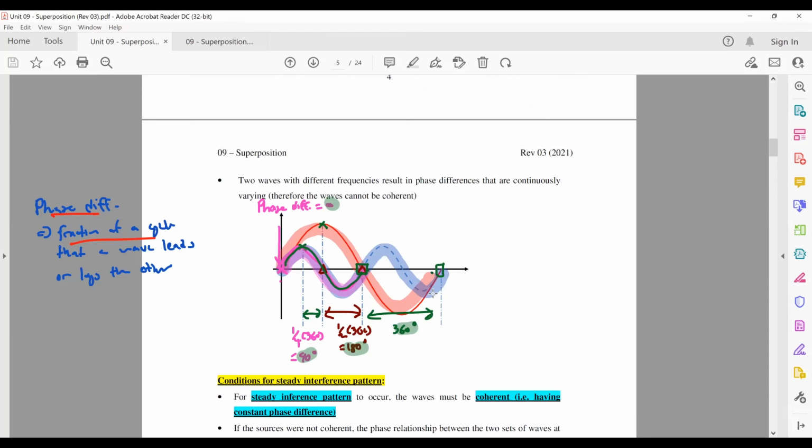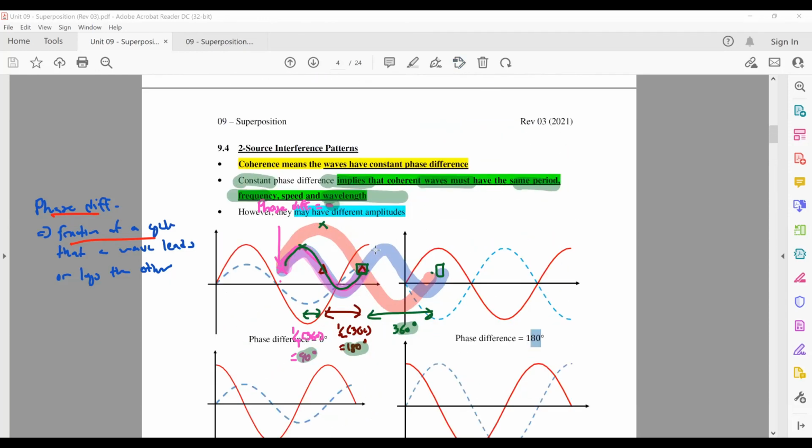All right. So that's why here I mentioned this. Two waves with different frequencies will result in phase differences that are continuously varying. So the waves will never be coherent. Okay. All right. So when waves are coherent, you should understand by now that they must always have the same period and the same frequency. But how do you relate the same speed and same wavelength thing?